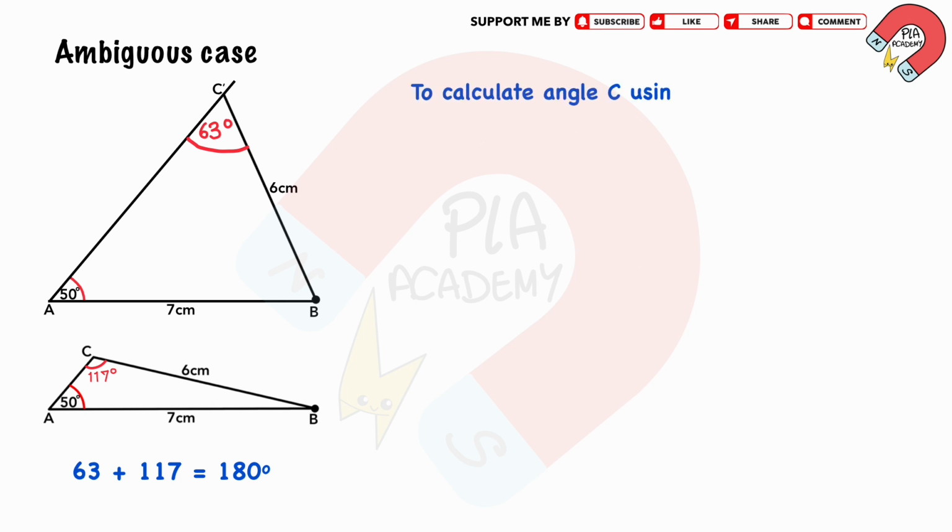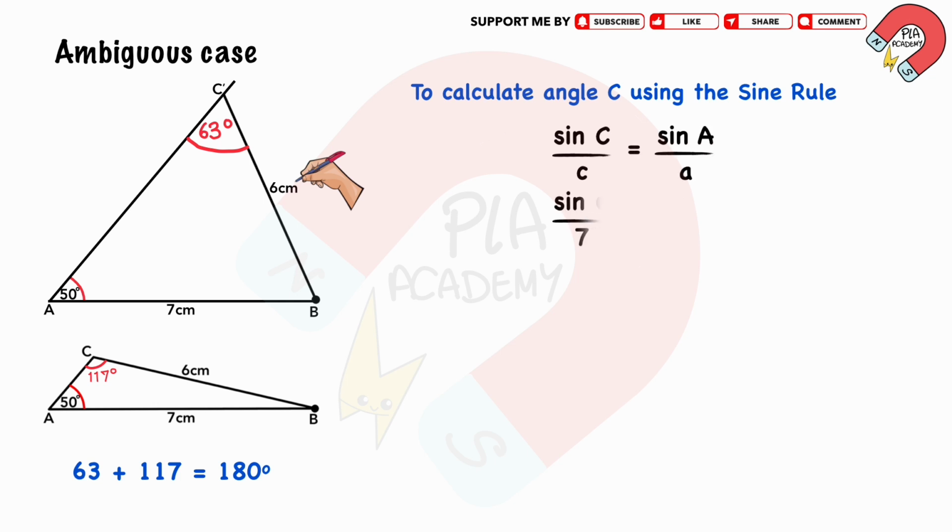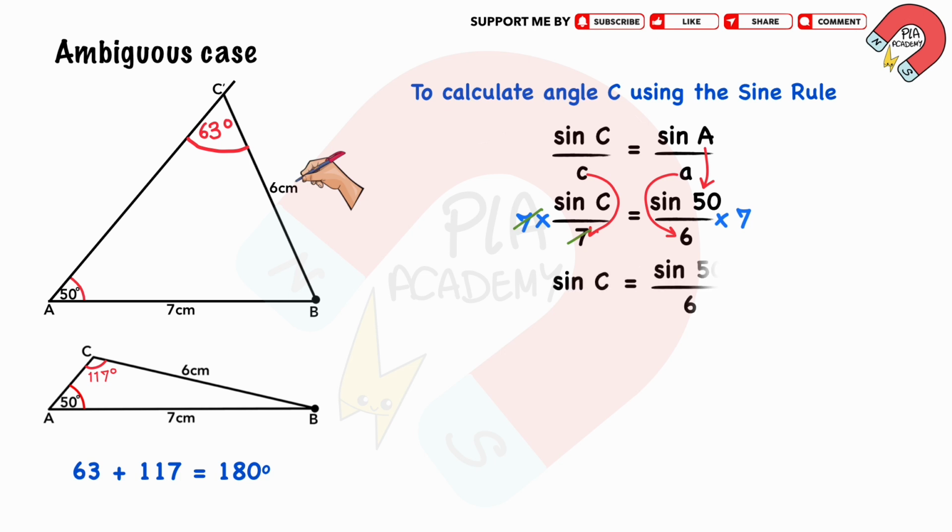Now, let's calculate angle C using the sine rule. In our first triangle, ABC, angle C is unknown and is opposite the side of 7 centimeters. Angle A is 50 degrees, which is opposite the side of 6 centimeters. Since we are finding an angle, we use the formula with sines as the numerators. Sine C over side c equals sine A over side a. Substitute the values: 7 for side c, 50 degrees for angle A, and 6 for side a. Multiply both sides by 7, so sine C equals sine 50 over 6 times 7.